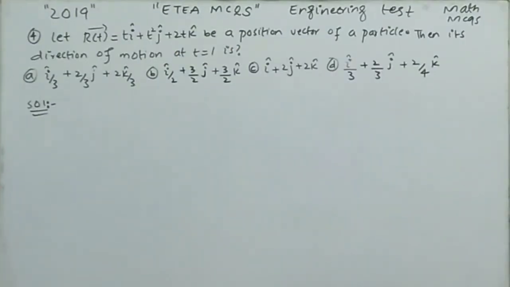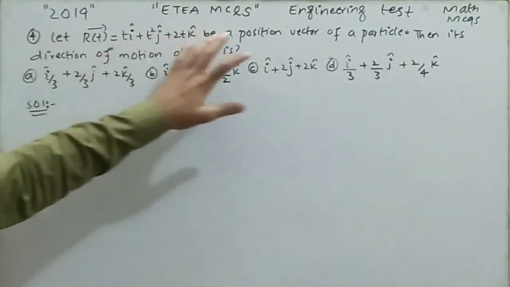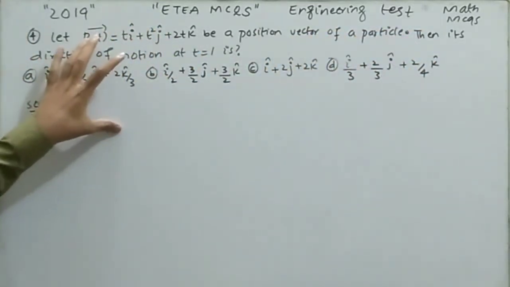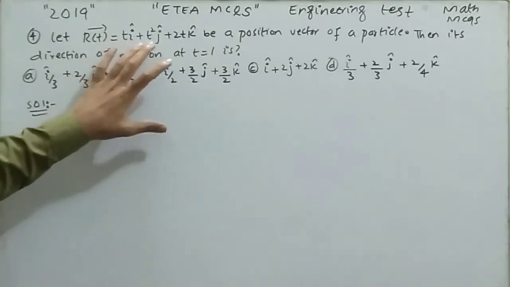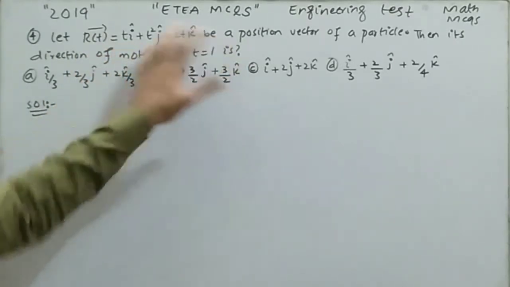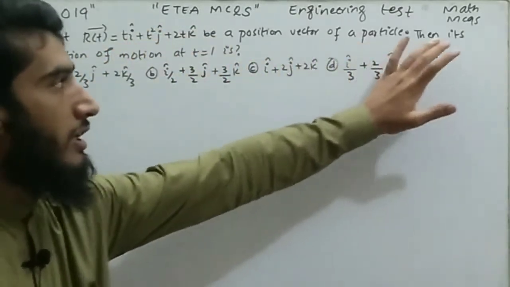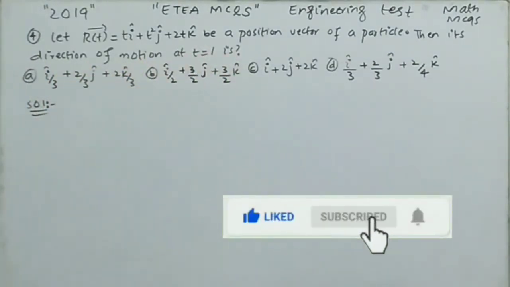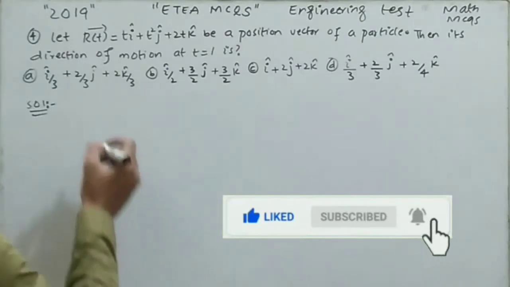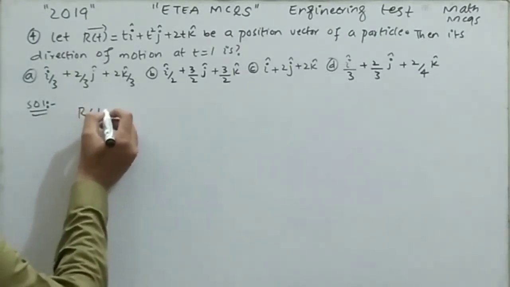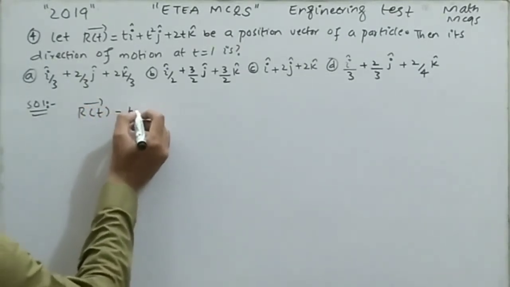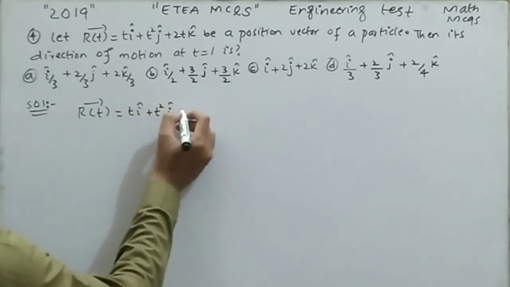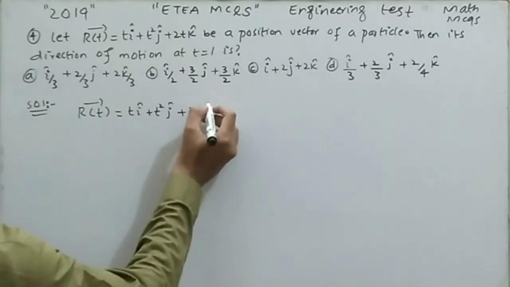Now move to the next MCQ, MCQ number 4 of the ETEA MCQs Engineering Test Mathematics portion of 2019. It tells that let R of t be a position vector equal to t i plus t square j plus 2t k. This is, let's suppose, the position vector of a particle. Then its direction of motion at t equal to 1 will be, and 4 options are given. So taking the given position vector R of t, which is equal to t i plus t square j plus 2t k.